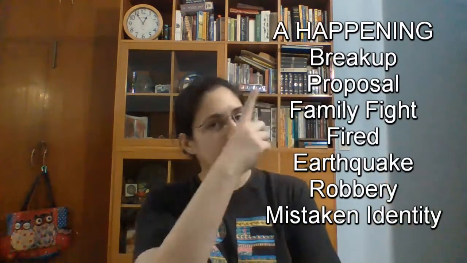Then have something big happen. A breakup, a proposal, a huge family argument, being fired, an earthquake, a robbery, being mistaken for a criminal. Don't have all of that happen at once, but pick one of those options or make up one of your own. And then just go with it. There's no rules here. Try and feel your way through how your character might react.